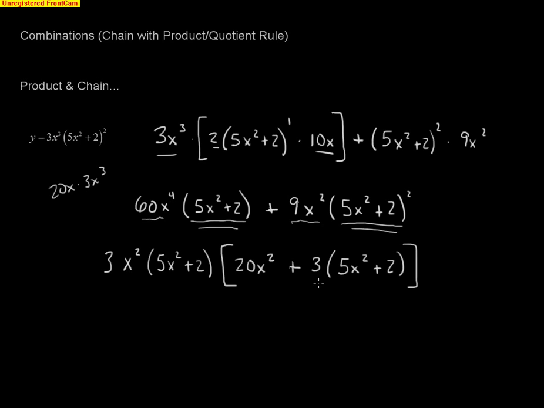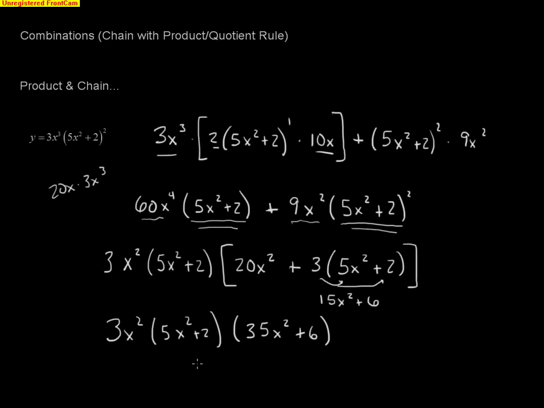Now if we look in here and we distribute, we're going to have a 15x squared plus 6, which we can combine with some like terms here. So our final answer that we can leave is 3x squared times 5x squared plus 2 times quantity of 15x squared plus 20x squared. We got 35x squared, and then the 6, and we can leave like that. So there's your final answer with a product and a chain rule.